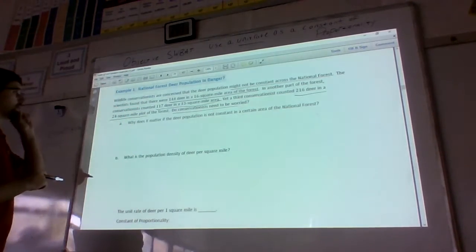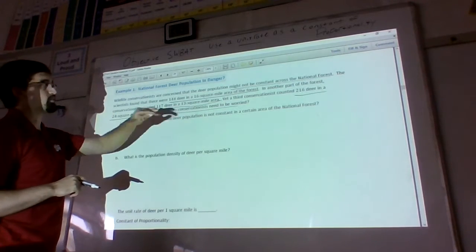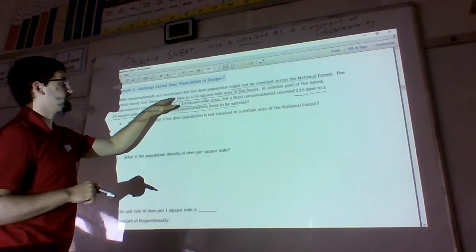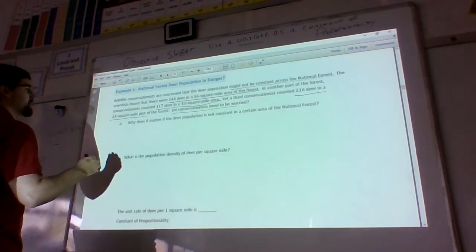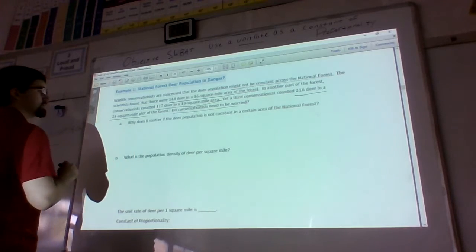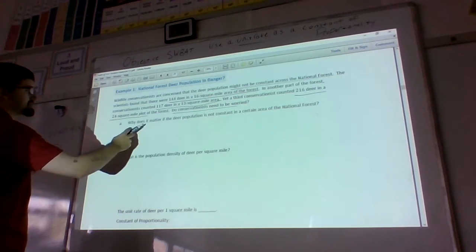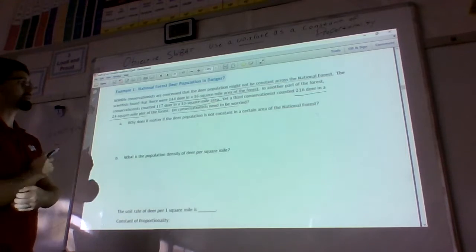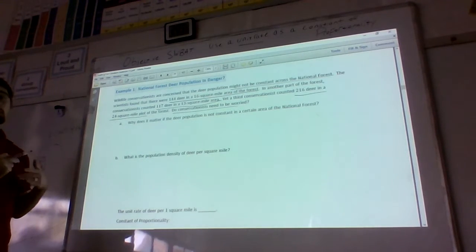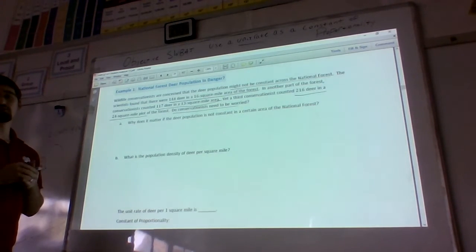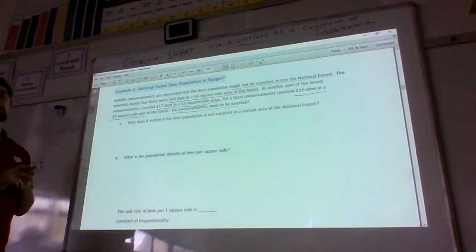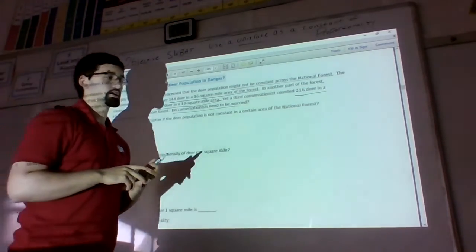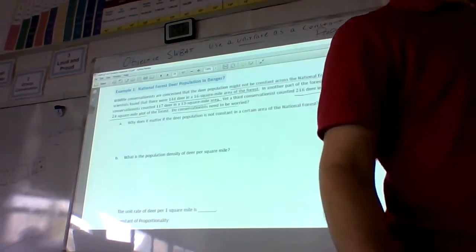How do we organize this information? We have 3 separate examples with a number of deer and an area of the forest. I'm going to do that by setting up a table. But first, let's answer this question: why does it matter if the deer population is not constant? That matters to me if I want to make sure there are no predators in one area of the forest, or maybe there aren't enough plants for the deer to eat in one part of the forest. So not really a math answer there, just a real life one.